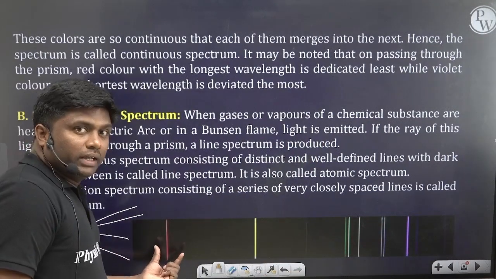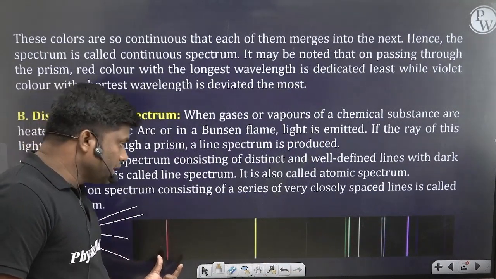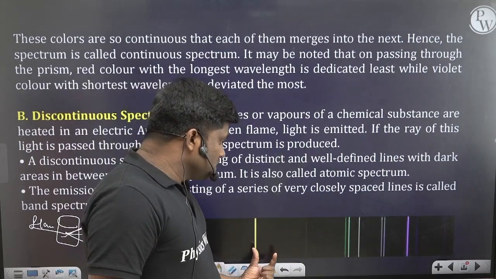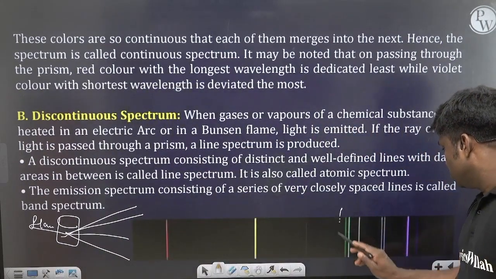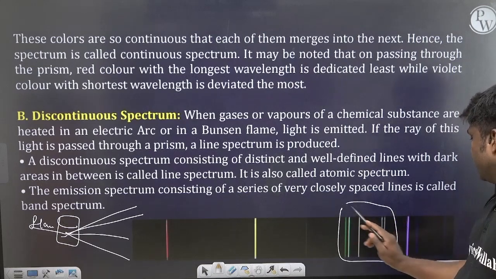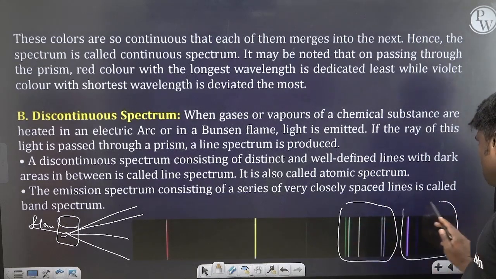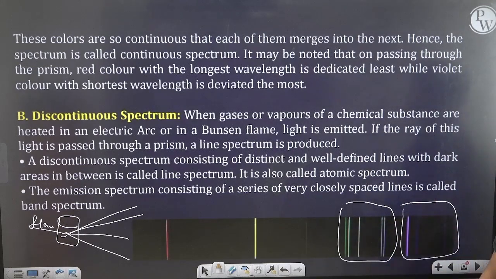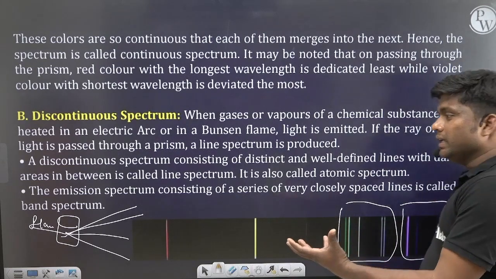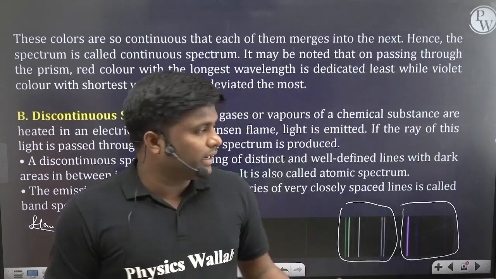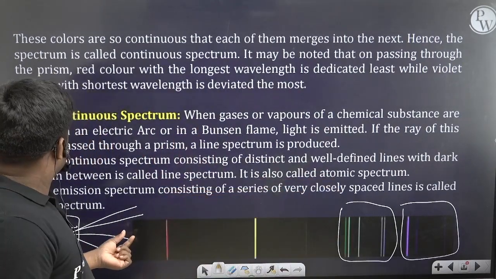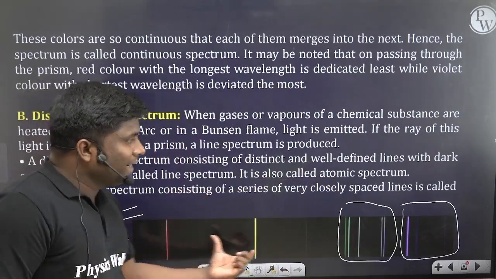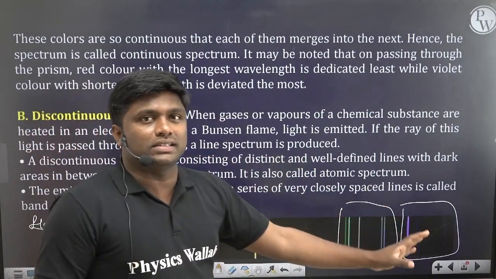It is emitting radiation with frequency equal to red color. It is emitting frequency equal to yellow color, green color, and blue color. So it absorbed some radiation and the remaining radiation it released. So this is discontinuous. It is not continuously giving all the colors.